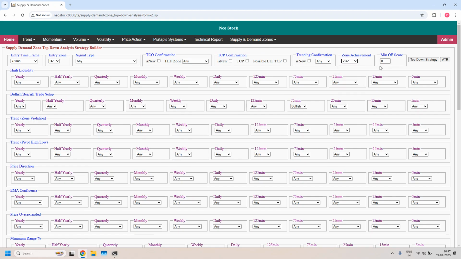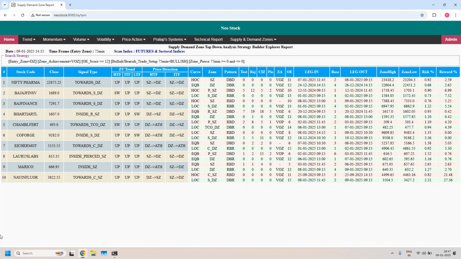Zone achievement violated opposing zone, minimum order enhances score 12. All 3 filters are applied to 75 minutes demand zone. Let's filter the stocks. We got 10 stocks. Currently these 10 stocks are supporting bullish trade setup for weekly income trade. Entry zone is a 75 minutes demand zone. Out of these 10 75 minutes demand zones, some are already high probability based on the high liquidity zones. But still we can further filter for more high probability zones based on zone confluence.